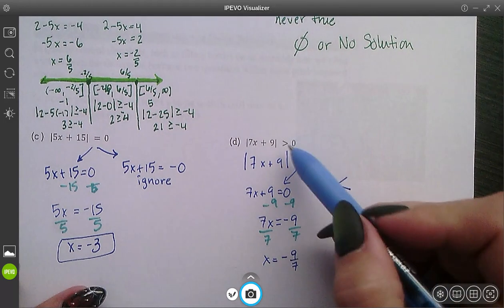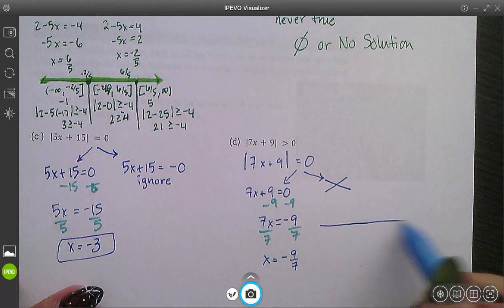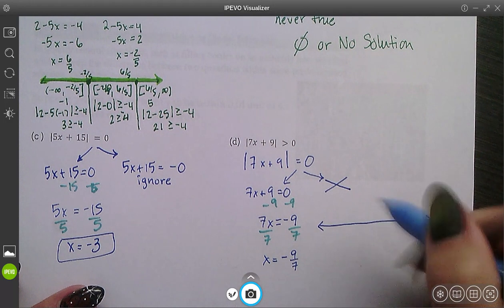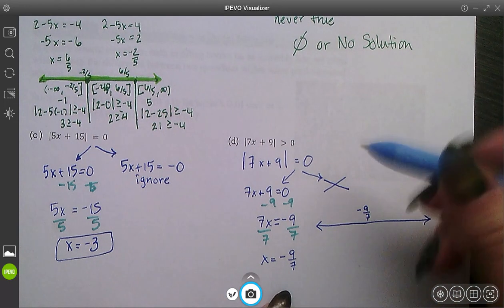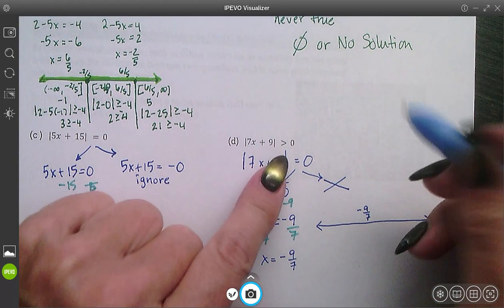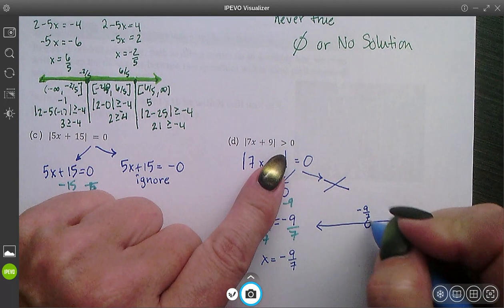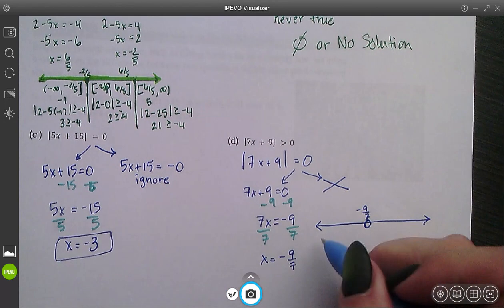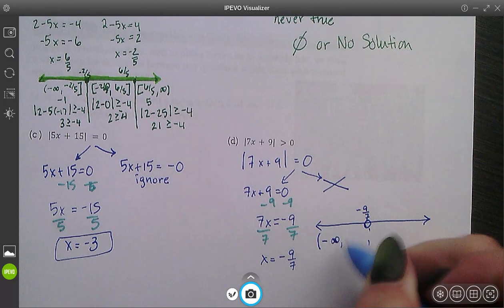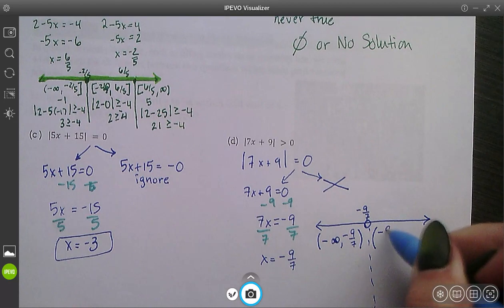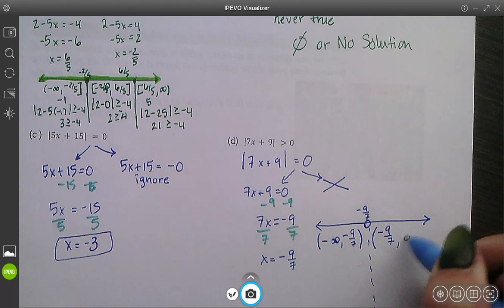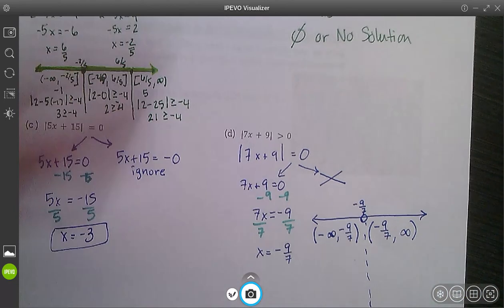It's an inequality, so I'm going to go ahead and make my number line, but I'm only putting one value on it, negative 9/7, because that's the only critical value I got. It's going to have an open circle, so I'm going to test a value in the interval from negative infinity to negative 9/7, and then I'm going to test a value in the interval from negative 9/7 to infinity.